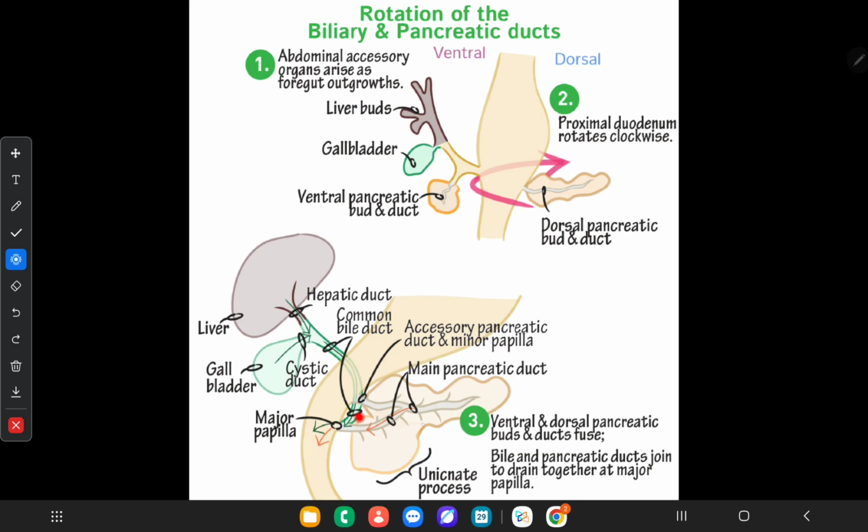Here you can see the main pancreatic duct. The main pancreatic duct together with the common bile duct opens at the major papilla of the duodenum, and this opening is located at the middle of the second part of the duodenum. The entrance of the accessory duct is at the site of the minor papilla.